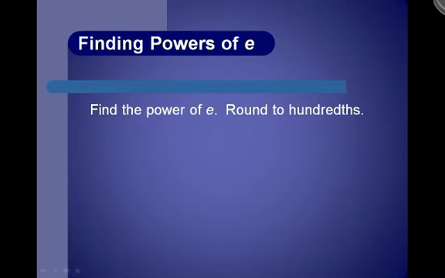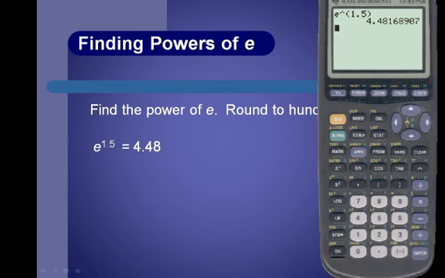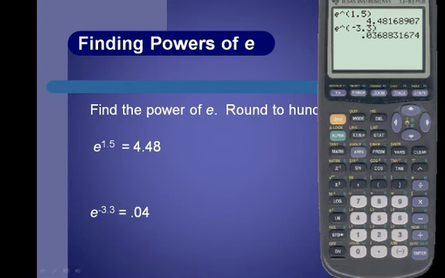Okay, let's do some examples. e to the 1.5. Well, we're going to have our calculator for this, so I'm just going to go to second natural log, which is e to the power of 1.5, which gives us an answer of 4.481. So when we round to the nearest hundredth, we get 4.48. Okay, let's do another one. e to the power of negative 3.3. Again, we'll go second natural log, which is e to the power of negative 3.3, which gives us, rounded to the nearest hundredth, 0.04.